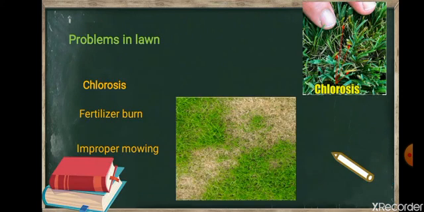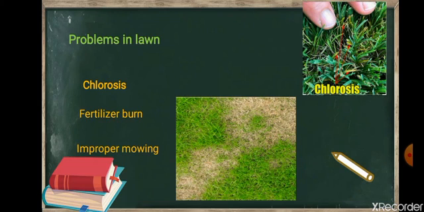There are various problems in lawn making. First is chlorosis. Chlorosis is when grass turns yellow with a deficiency of magnesium and iron. For its control, ferrous sulfate 25 gram dissolved in 10 liter of water per 100 square meter can be applied, or magnesium sulfate 100 gram in 10 liter of water per 100 square meter can be applied.